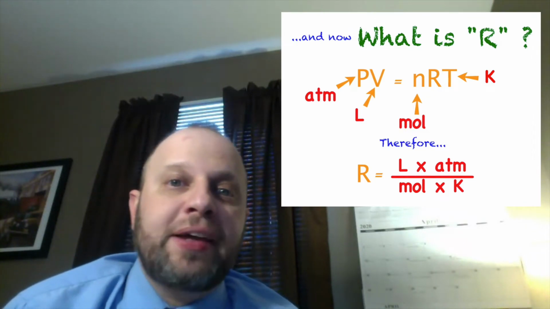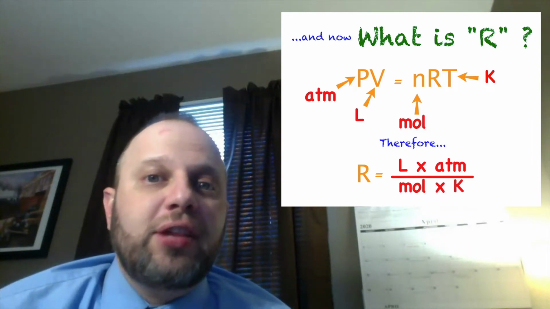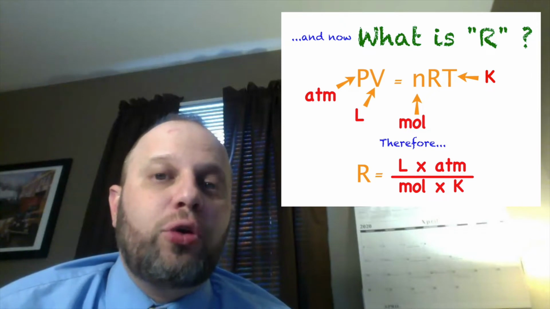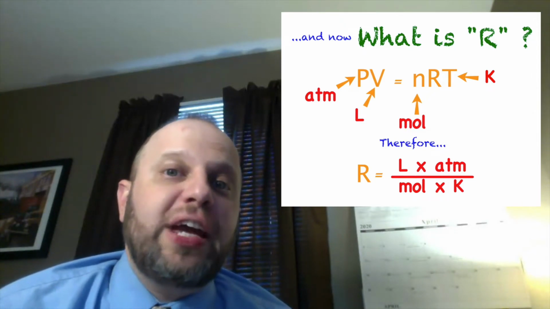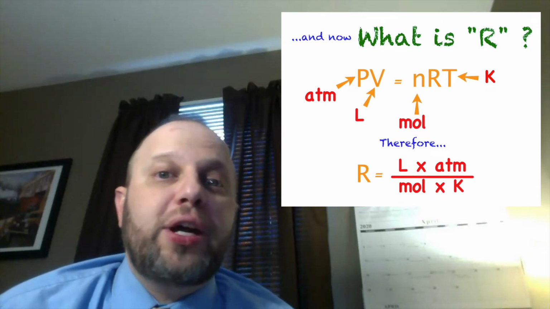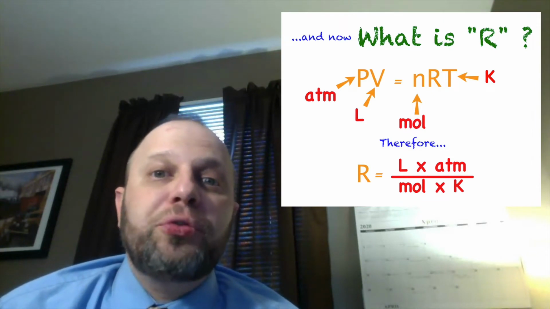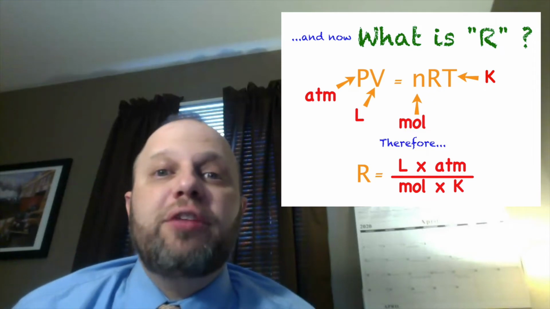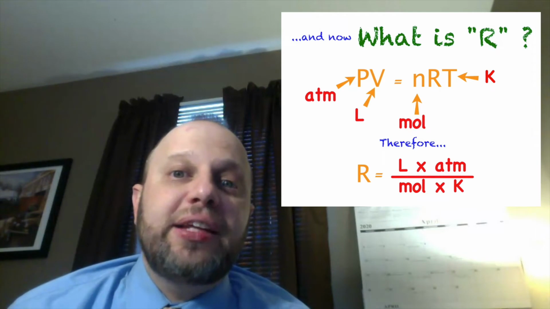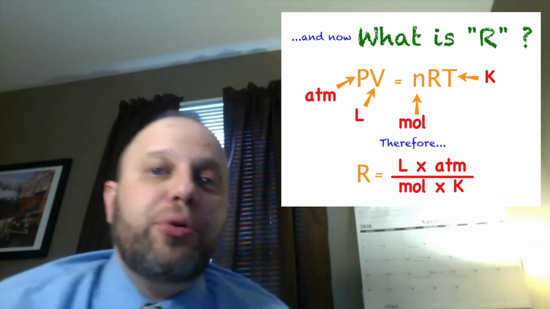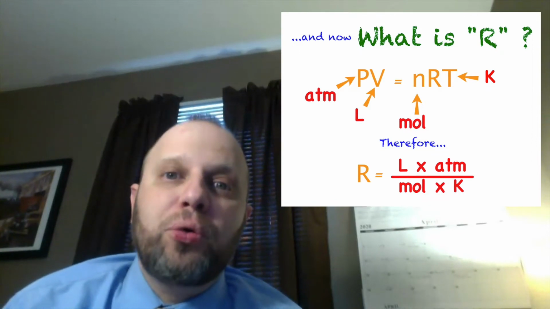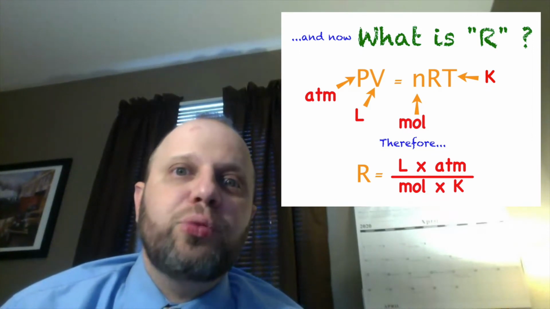Now if you think about it, the units on the left and the right side have to work out to be the same thing. So in order for the units on the left, which are ATM and liters, to work out to be the same thing as the units on the right, which are currently moles and Kelvin, we need to get rid of the moles and Kelvin on the right side and add in the ATM and liters on the left side. So we wind up with our fraction liter times ATM divided by moles times Kelvin. And that's what R is.